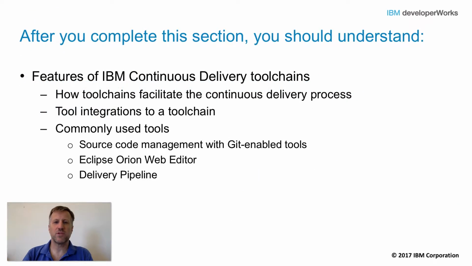Toolchains allow you to assemble tools to support all application DevOps needs. At the end of this presentation, you will understand the overall framework for continuous delivery toolchains and some of the more commonly used tools in toolchains. Specifically, we'll touch on source code repository management of Git-enabled repositories, the Eclipse Orion web editor, and the Bluemix delivery pipeline service. Later presentations in this section will go into each of these features in more detail.